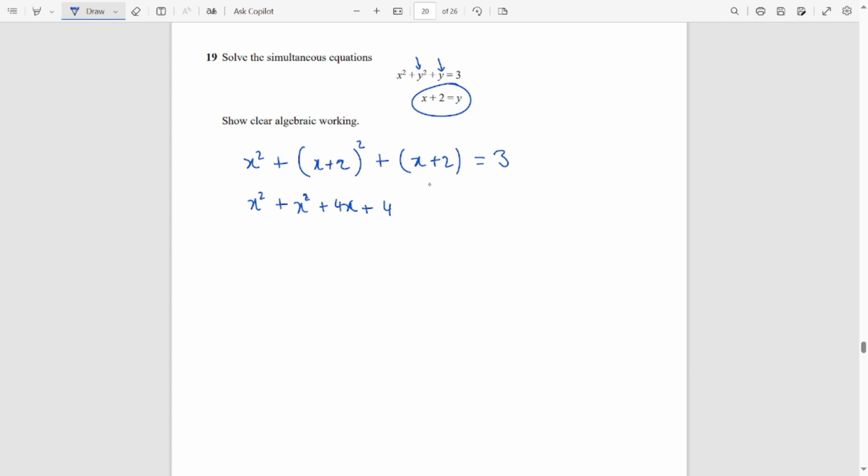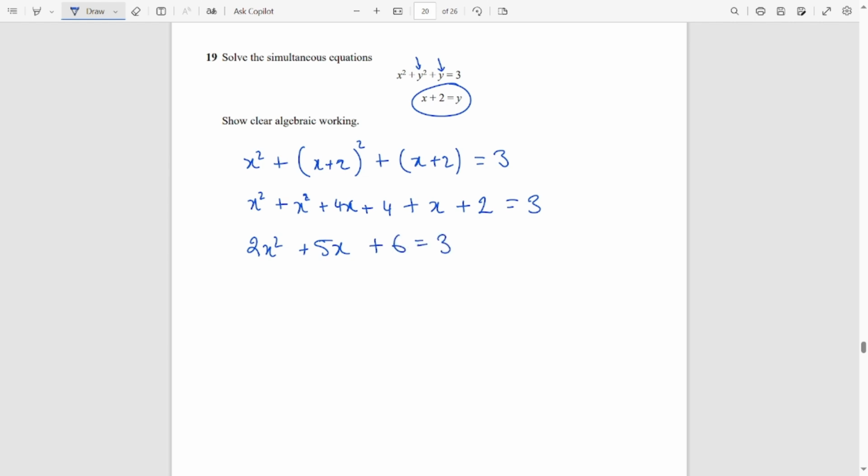And then I have this bracket, and actually I can just take that away because it's adding everything. So I'm going to add x, I'm going to add 2. And this is equal to 3. Now I'm going to collect all the terms together. So x squared plus x squared is 2x squared. That's these first two terms here dealt with. Then I have 4x plus x. That's going to be plus 5x. And then 4 plus 2, which is plus 6, is equal to 3.